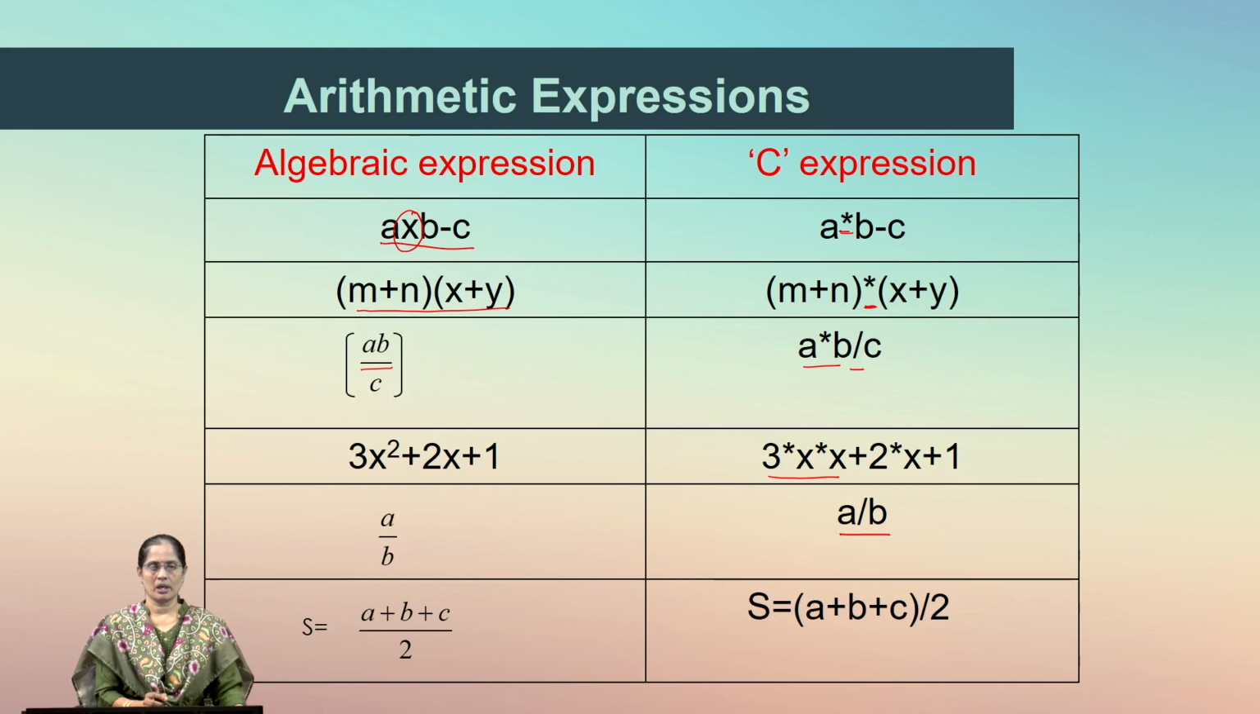Then S equal to A plus B plus C by 2 has to be written as S equal to, in parenthesis, A plus B plus C, by 2. Why do we need to enclose this within parenthesis? If you do not, it becomes A plus B plus C by 2, which will be considered as C by 2 evaluated first, and then added with A and B. In order to avoid that, we enclose A plus B plus C within parenthesis to mean that the addition operation should be done first and then the division operation.